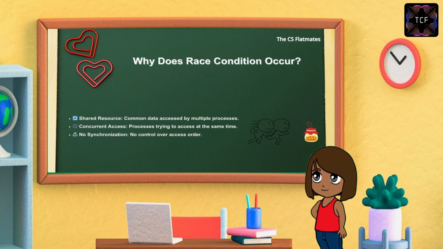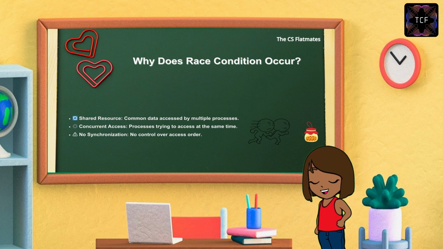Next, see why does it happen? A race condition happens when multiple processes or threads are competing to access and modify a shared resource at the same time, but there's no proper control over who gets there first. Because of this, the final outcome depends on the timing of execution, which makes the system unpredictable and buggy.